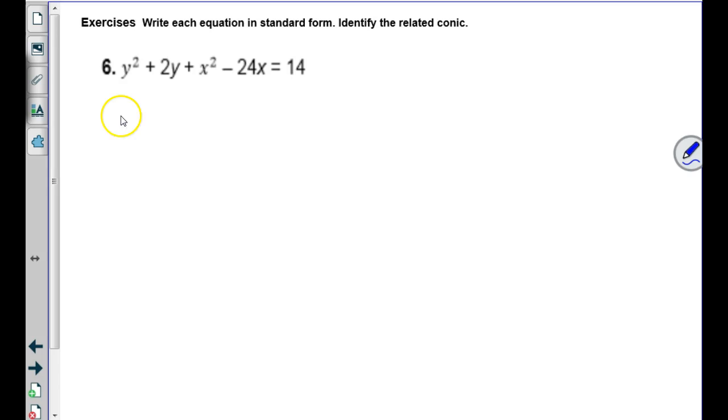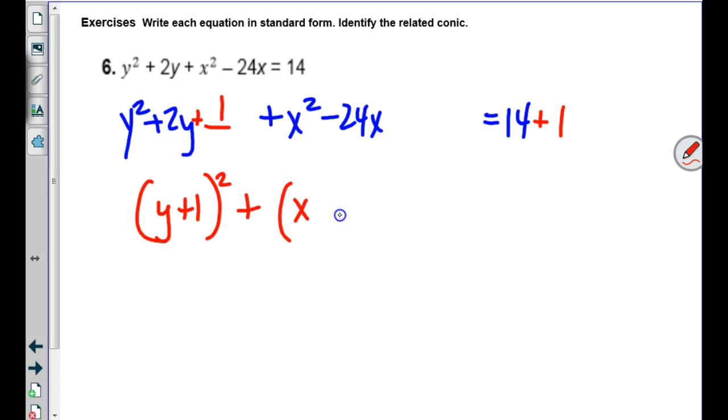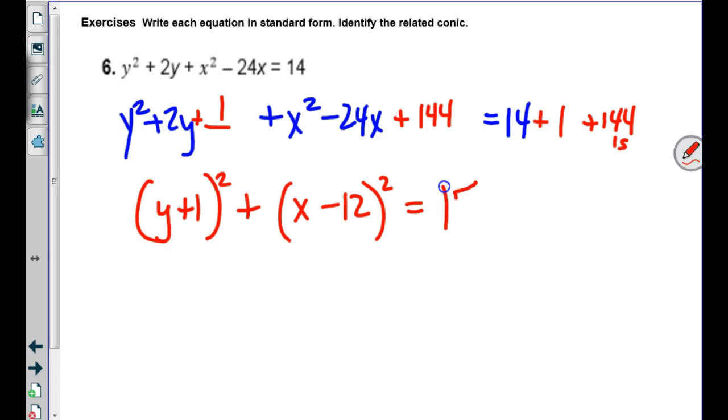I'm going to go real fast, but this has a y squared and a 2y, and it has an x squared and a 24x and a 14 over here. So complete the square for me. We don't want to take a y out. We're completing the square. How do we do that? Y plus 1 squared is 1 plus x minus 12 squared is plus 14, 15, 159. Okay.